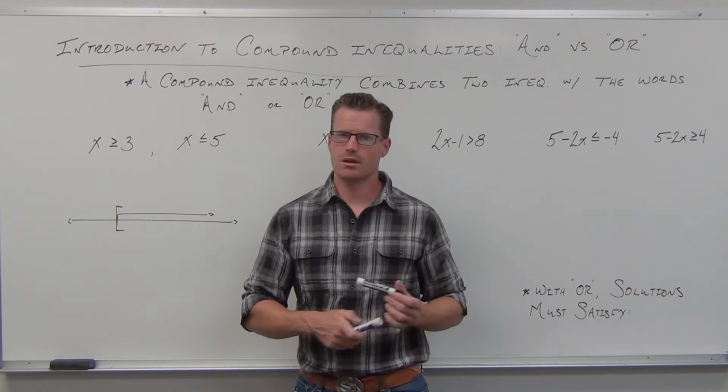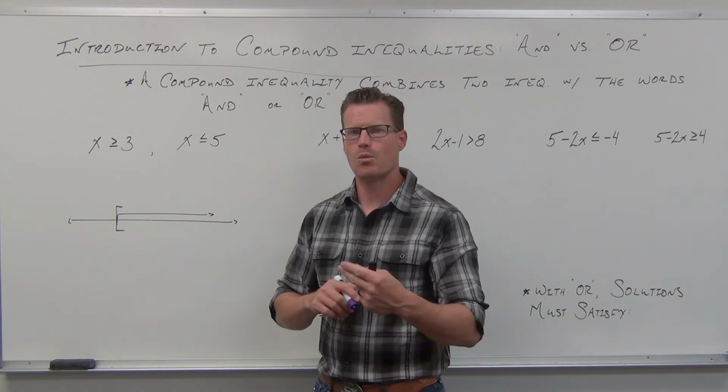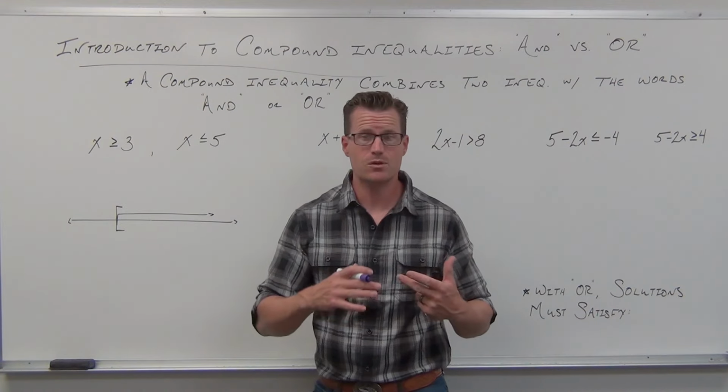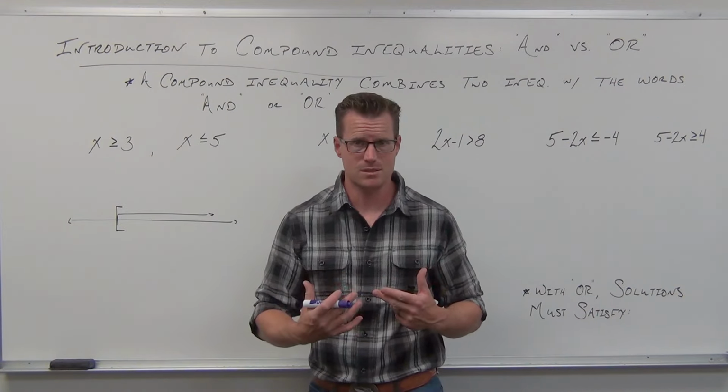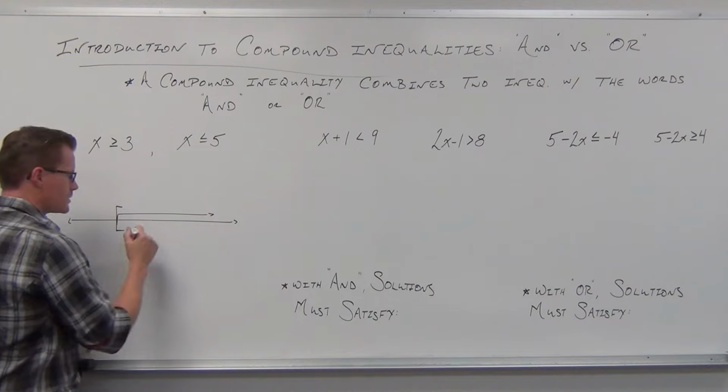Now, I'm going to use a different color pen, and the reason why I'm going to do that is because I want to show a crossover, if one exists, for the word and, which is what we're exploring right now. So we're going to go to 5. We're going to graph this inequality also.